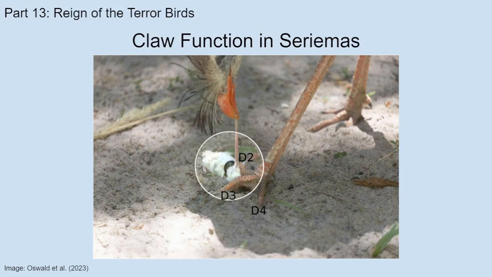I know biomechanical studies have used eagles and hawks as analogs for how dromaeosaurs may have dispatched prey, but I've never seen seriemas used before.